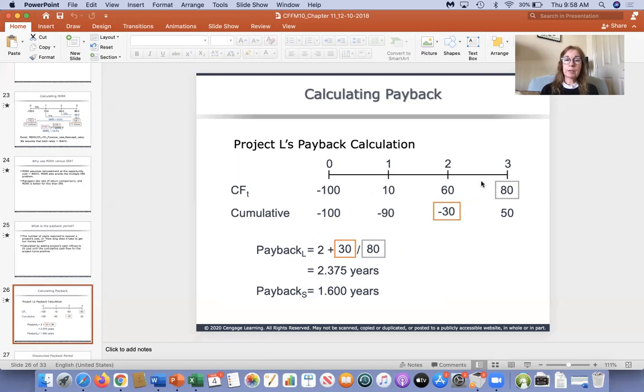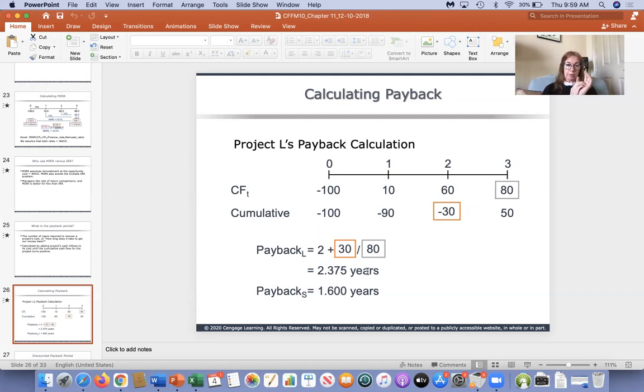All right, so to get the fraction of the year, we're going to take the $30 that came in and divide that by 80. So it's 2 years plus 30 divided by 80. So we recouped our investment in 2.375 years. That just tells us when we've recouped our investment.